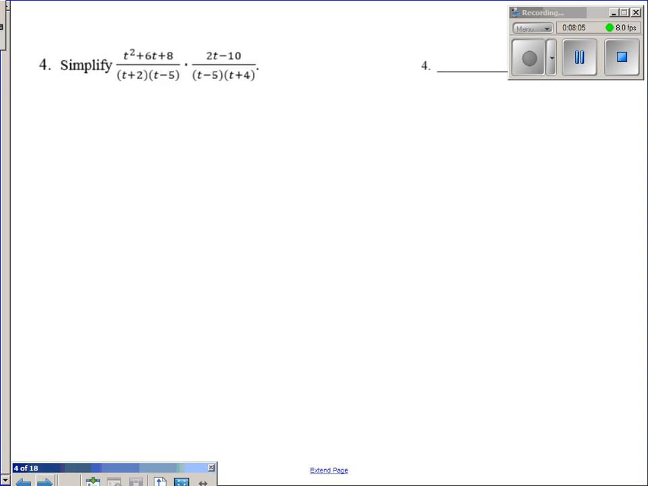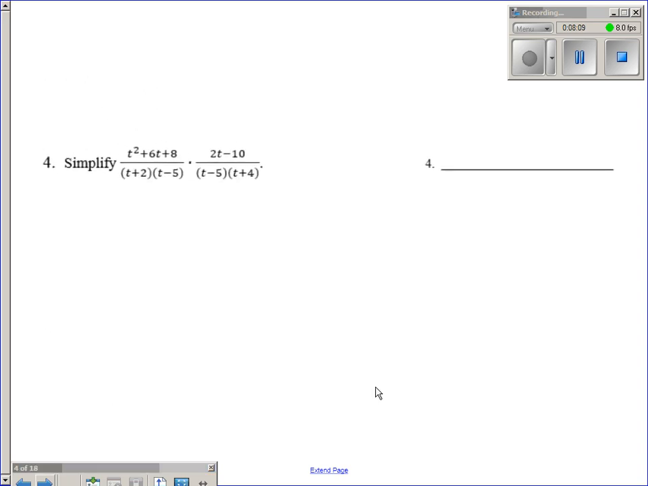Okay, next problem again is another multiplying one. This time we are just simplifying. We do not have to worry about the restrictions or anything. So let's go ahead and factor our top. 8 on top, 6 on the bottom. Our two numbers are going to be 2 and 4. 2 times 4 is 8. 2 plus 4 is 6.